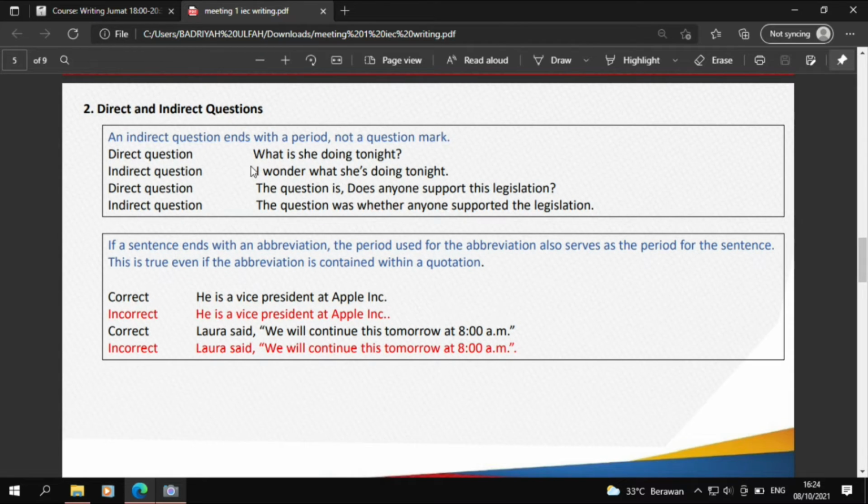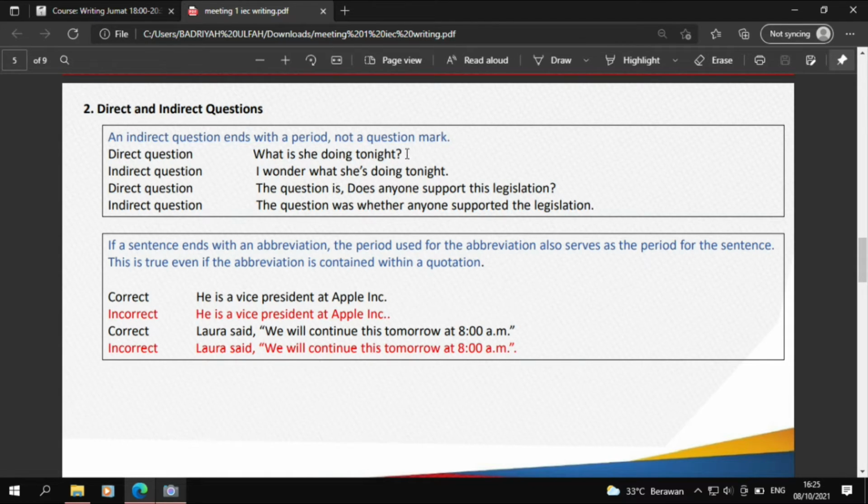Indirect questions end with a period, not a question mark. Ini sebenarnya masuk di mata kuliah structure gitu ya, direct and indirect speech. Kalimat langsung dan tidak langsung. Nah, if you want to write direct and indirect question, pertanyaan langsung dan tidak langsung gitu ya. Nih contohnya, direct question katanya. What is she doing tonight? Apa yang dia lakukan malam ini?